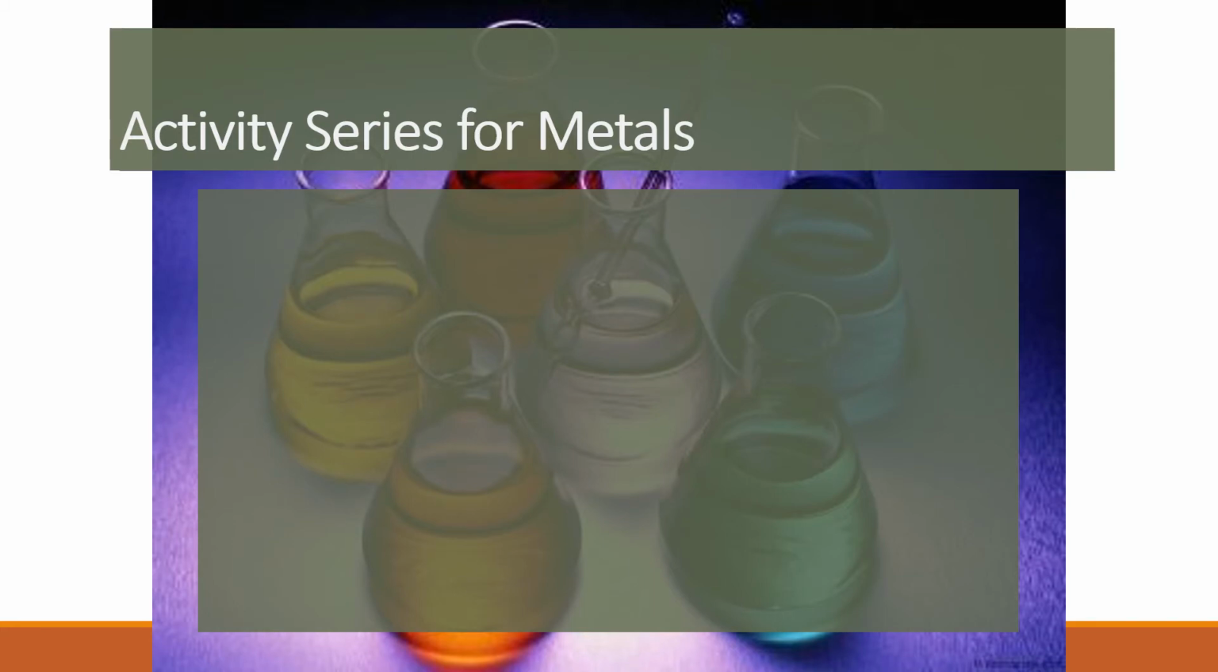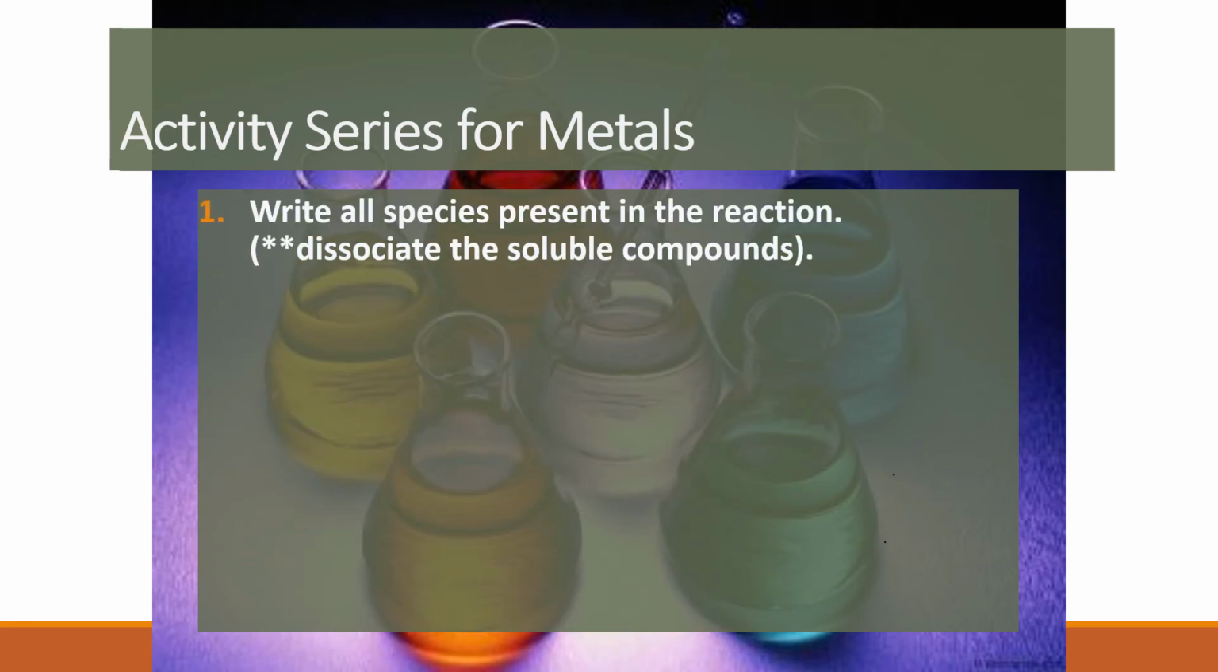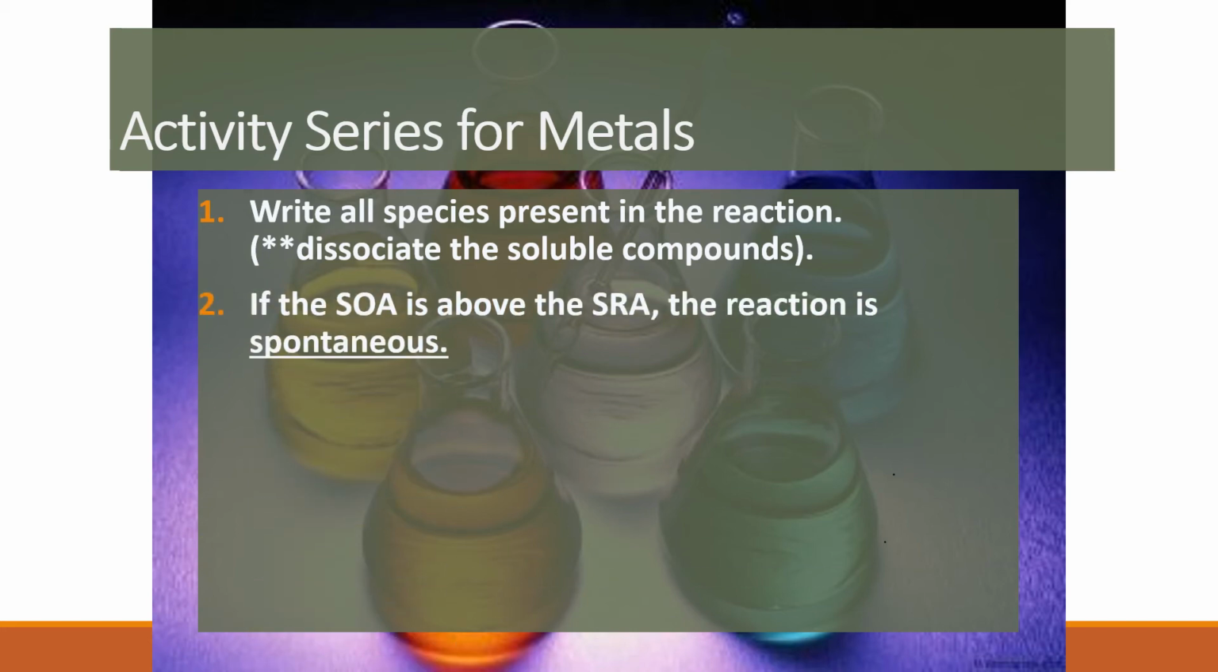So what we're going to use this activity series for is when we're looking at different substances on the top or on the bottom. And so when we write out the species present and when we see them all separated out, we want to see if the SOA is above the SRA. Well, what does that mean? This is the strongest oxidizing agent is above the strongest reducing agent. And so remember, on that last example, we saw it was reduction and that Hg was up there. It went through reduction. It was my GER. It was my oxidizing agent.